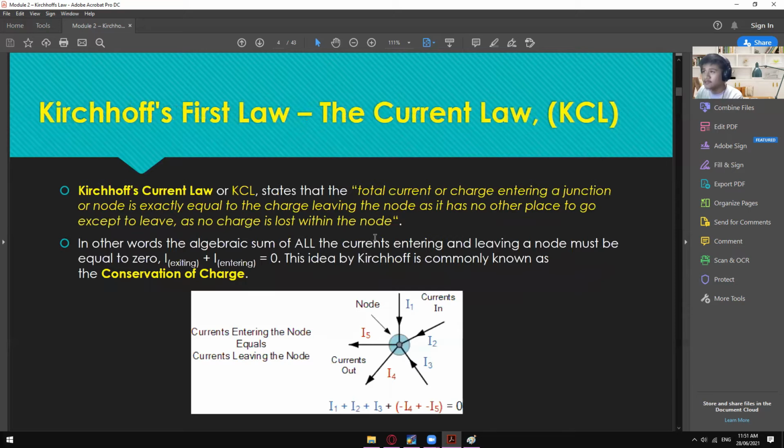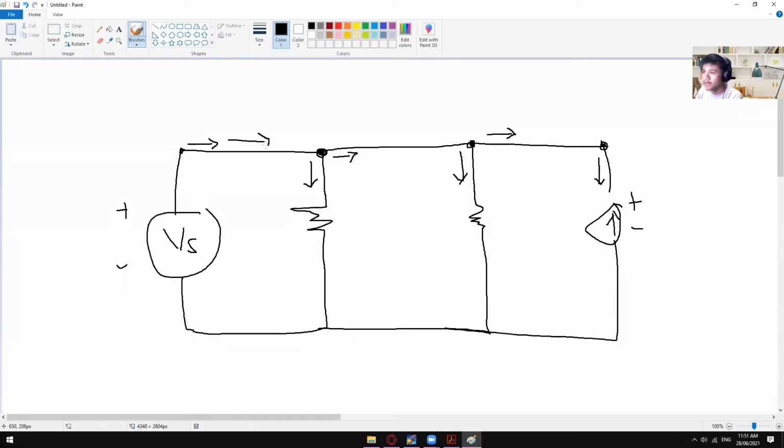Okay, and for the KCL, we just have a simple rule. The total current or charge entering a junction or node is exactly equal to the charge leaving the node, as it has no other place to go except to leave, as no charge is lost within the node. Just like what I mentioned a while ago, if we have a current of, say, 1 ampere right here, upon passing through a node, it is still 1 amp, but this is not applicable with parallel, since this one will be divided into two.